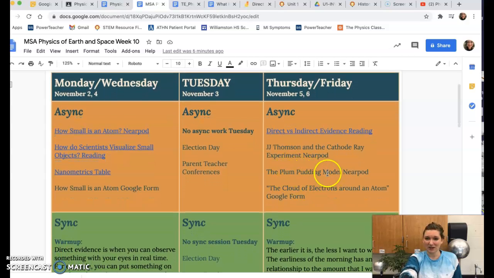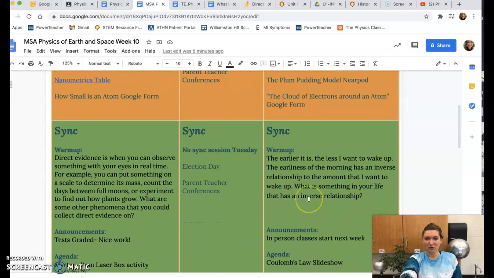That second model we're going to be looking at is called the plum pudding model. Then eventually we're going to scrap that model and check out the next one, which gives us some better insight about the atom. Like I said, there's a Google form for that day.